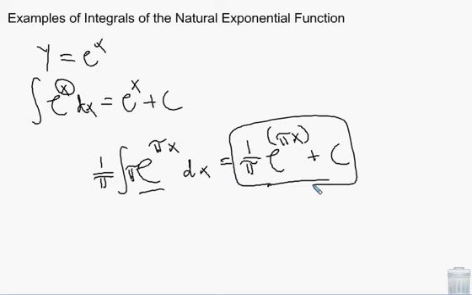Okay? Pretty simple when you just have e to a constant times x. The answer is just going to be, the integral is going to be 1 over the constant times that original function again. Let's do something a little bit tougher.